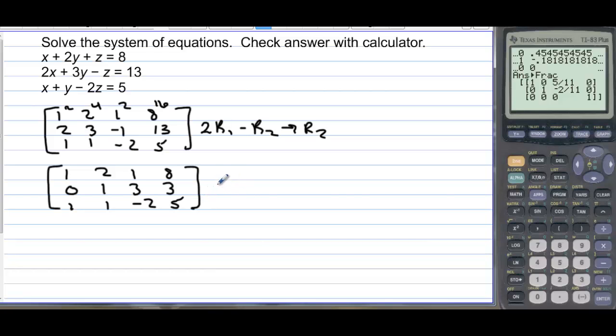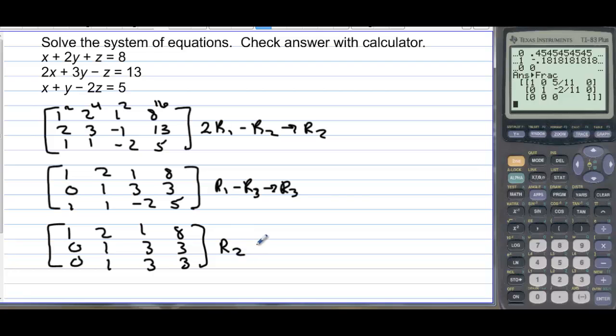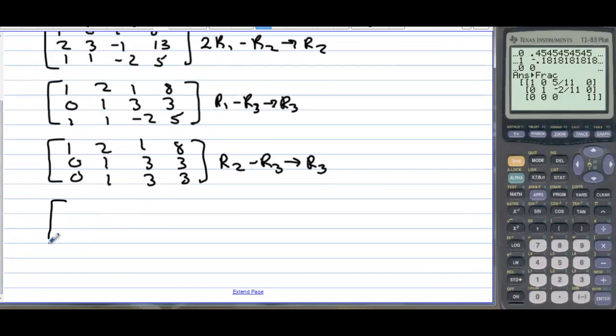Well, now we can take row 1 minus row 3, and replace row 3. 1, 2, 1, 8. 0, 1, 3, 3. We have 0, 1. 1 minus negative 2 is 3, and 8 minus 5 is 3. Now you can see when we take row 2 minus row 3 and replace row 3 that the bottom row is going to be all zeros. 1, 2, 1, 8, 0, 1, 3, 3, 0, 0, 0, 0. Well, now that doesn't mean that we have all solutions.